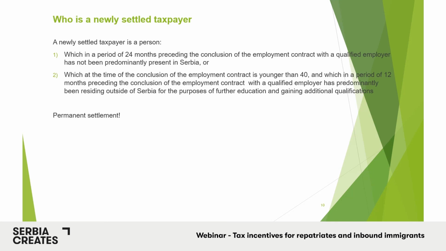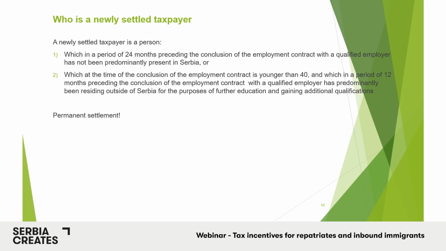Now, let's go to the final issue, and the final issue is, who is a newly settled taxpayer? So who are the people, who are the employees? We know that these people need to be offered a specific amount of salary, that they need to be employed, so we need to conclude an employment contract for an indefinite period of time. We need to meet the conditions to be deemed a qualified employer, but the incentive is offered only to newly settled taxpayers.